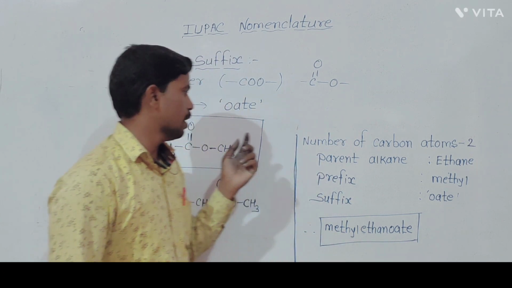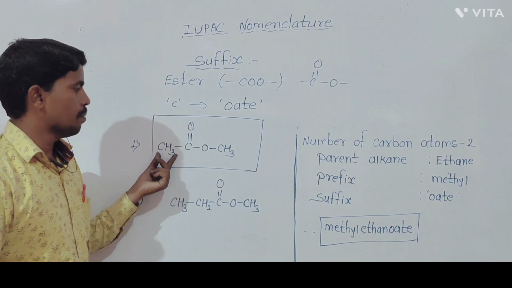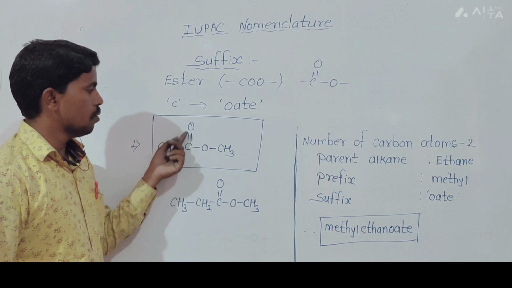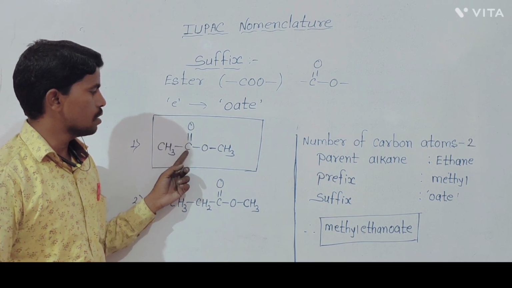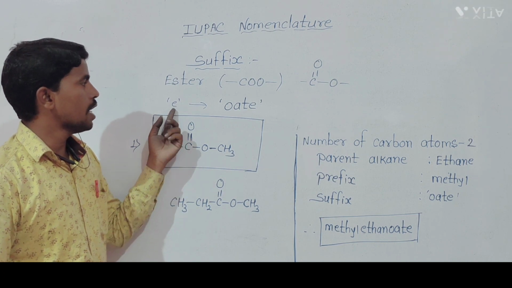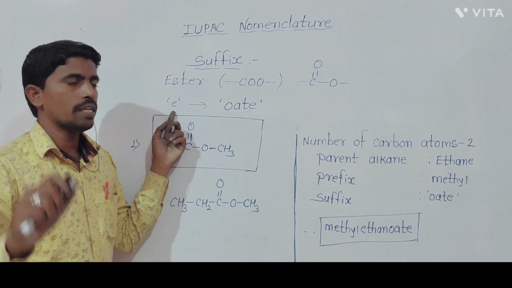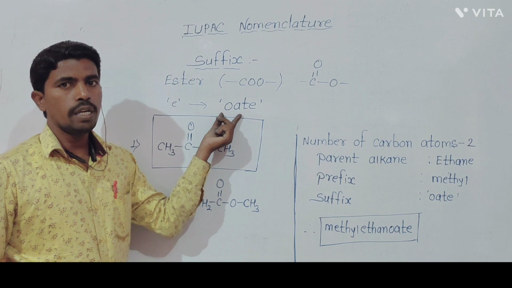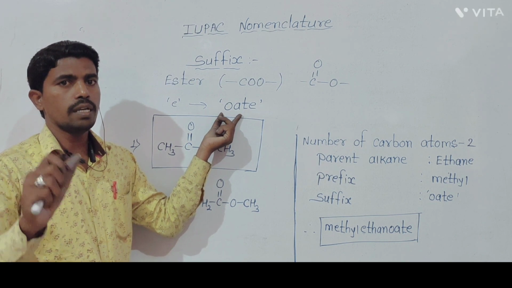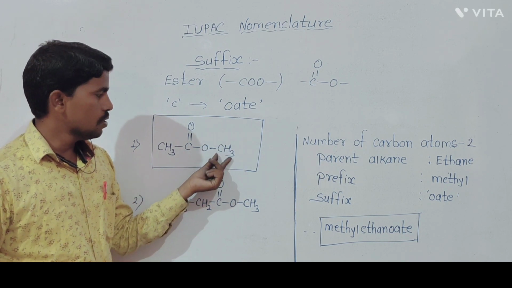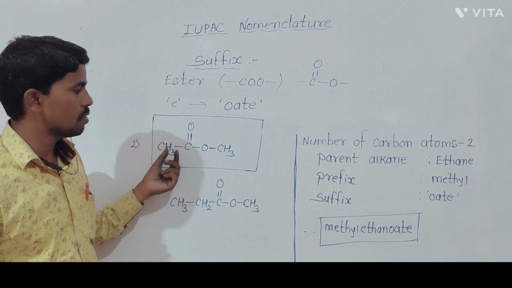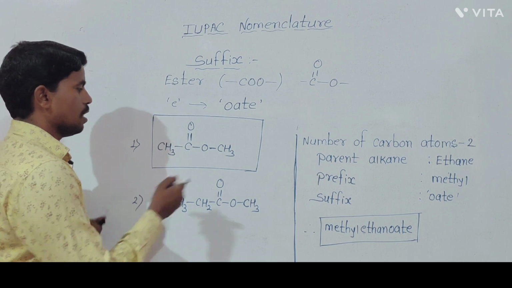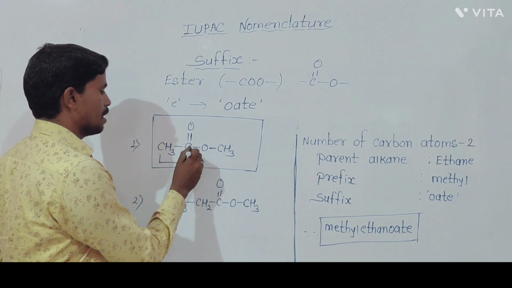For example, here this is the first example. CH3COOCH3. The functional group of ester is COO, and the last E of alkane is replaced by OATE. Here a CH3 group is attached to this COO group from both sides. Therefore, select the longest chain of carbon atoms.